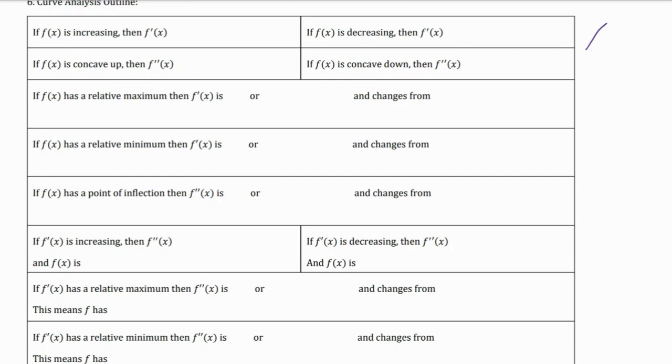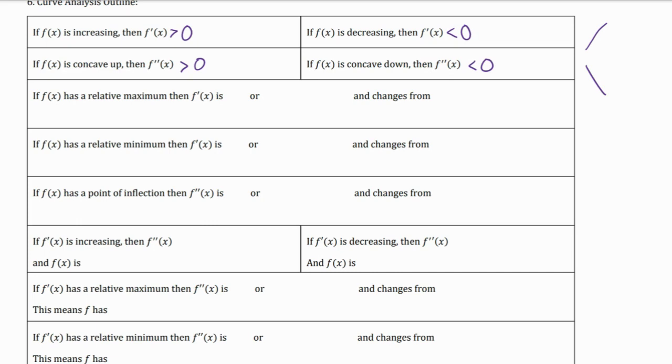Okay, so that just means our slope is positive. If our slope is positive, then f prime, the slope function, is also positive. Likewise, if you are decreasing, your slope is negative. So f prime, the slope function, is negative. If f is concave up, so f double prime tells you the concavity. So concave up means f double prime is positive.